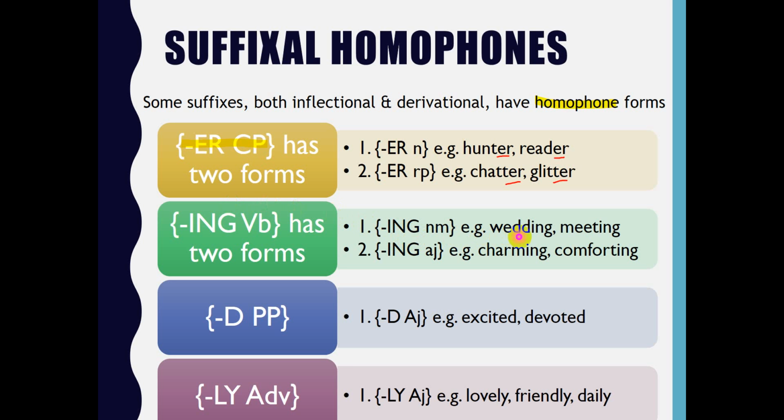Like wedding, meeting. I have a meeting. Meeting there is a noun. I am meeting my friends. That is a verb. If I say I am meeting my friends, then it is the inflectional morpheme. But if I say I have a meeting, then that is derivational. I will show you on the board.